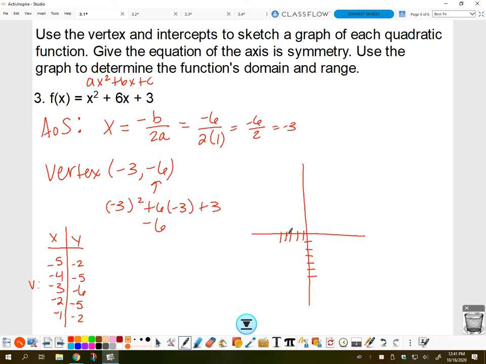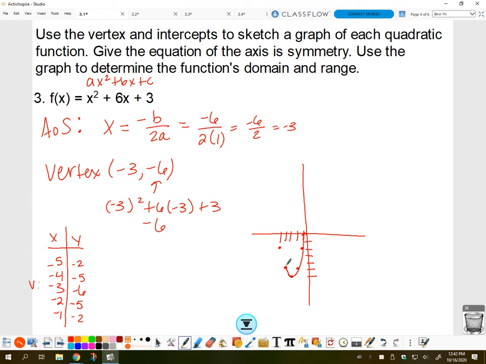All right, so (-4, -5), (-3, -6), (-2, -5), and then (-1, -2). So we have this little quadratic.